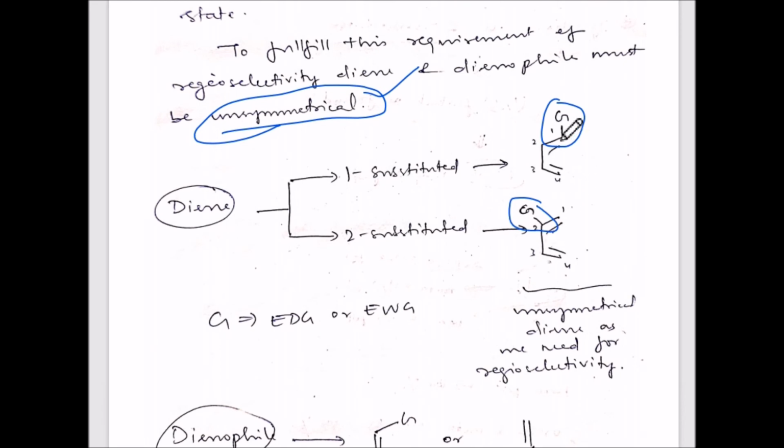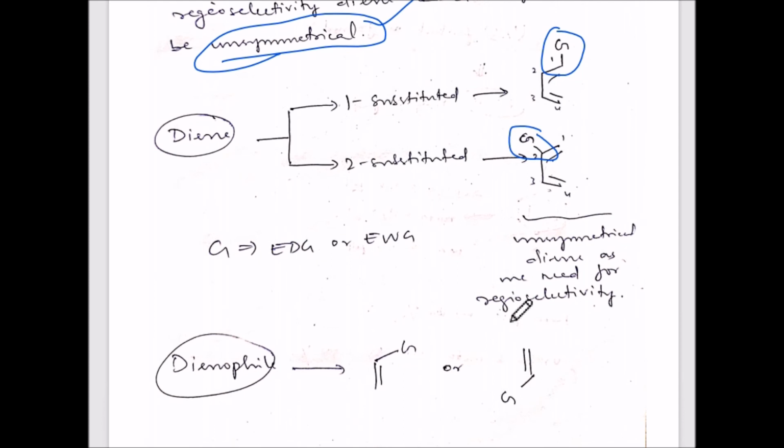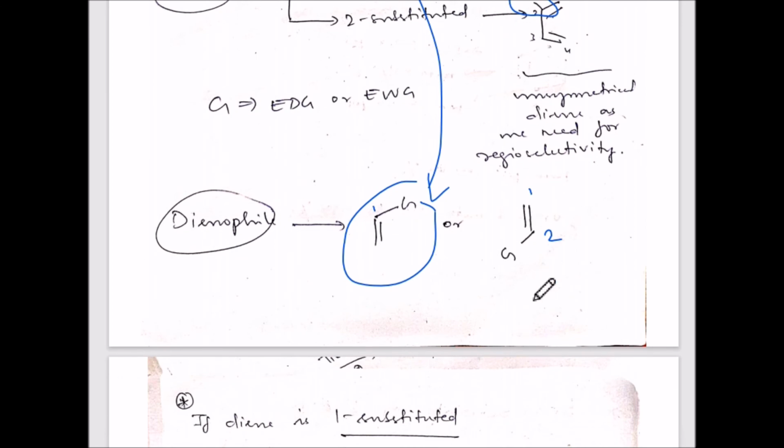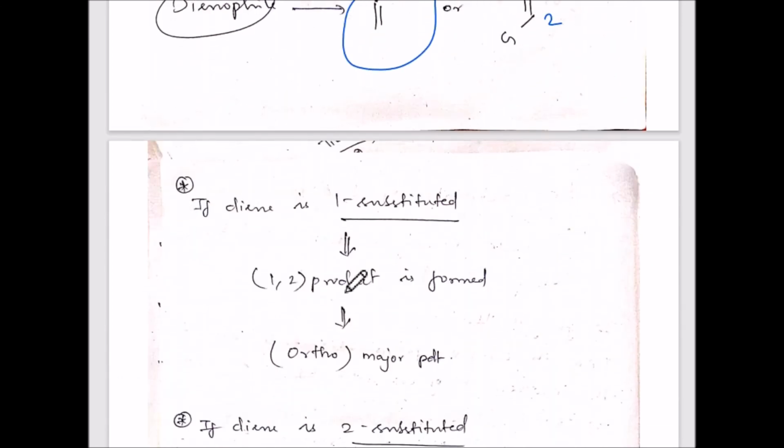This is that part of the diene. This group can be an electron donating group or an electron withdrawing group. But they are unsymmetrical, so we go for regioselectivity. If you see the dienophile, the same thing, it can be like this or like this. Here the substituent is in one position, but here it is in two position. When you react this with this, you end up with a 1,2 product, and here you get a different product like the 1,3 or 1,4 product. We'll see the examples and you will understand it.